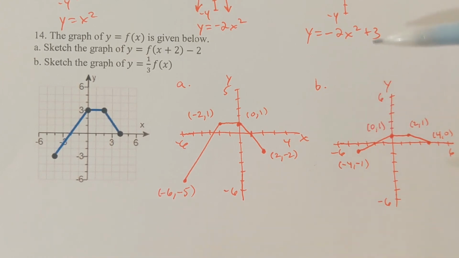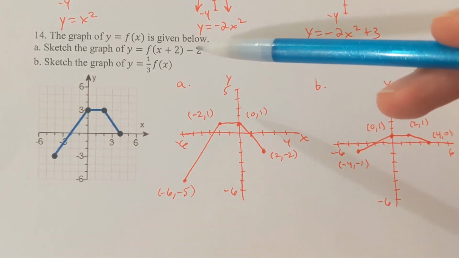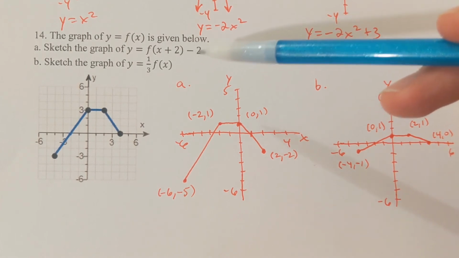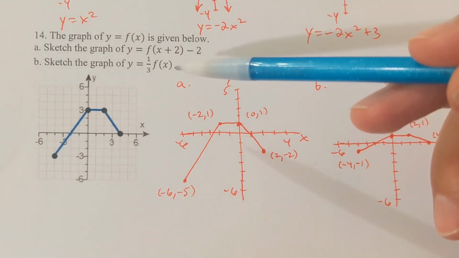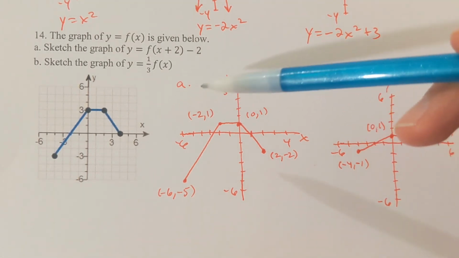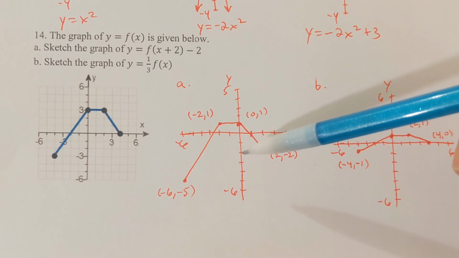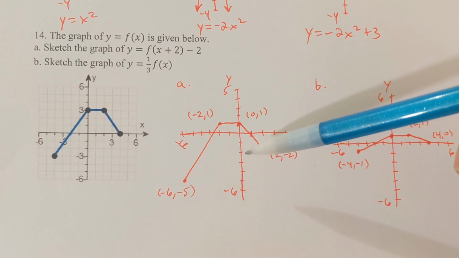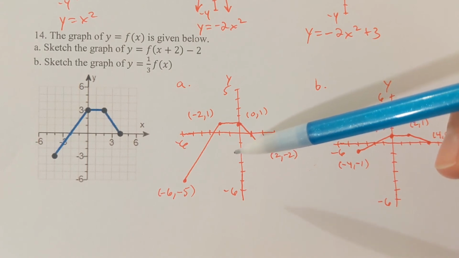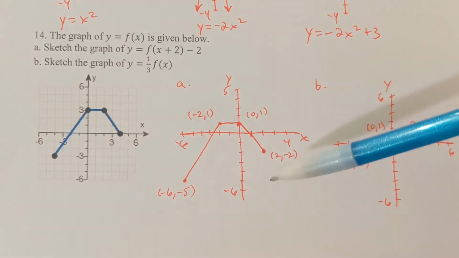Okay, we'll look at one more here. Y equals f of x is given below. Part A, let's sketch the graph of y equals f of x plus 2 minus 2. And then part B, we'll sketch the graph of y equals 1/3 times f of x. Okay, so y equals f of x plus 2 minus 2 means I got to go down 2 units and to the left 2 units. Okay, so all these points have to go down 2 and to the left 2.